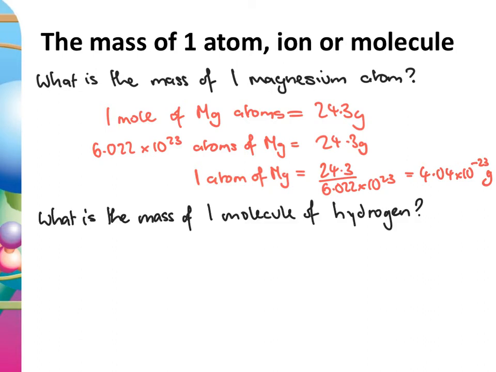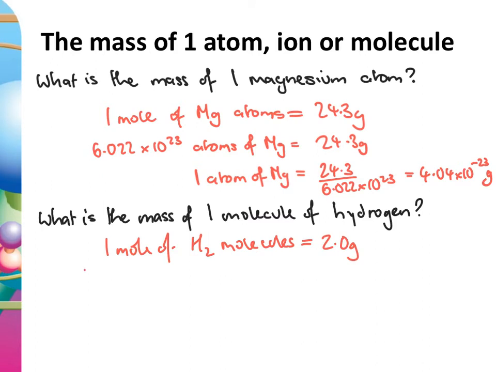Let's just look at another example. What is the mass of 1 molecule of hydrogen? Hydrogen ends in "gen", which is a way of remembering which are the diatomic molecules. We know that hydrogen has the formula H2, and we add up the relative atomic masses, and hydrogen is very easy. A hydrogen atom has a relative atomic mass of 1.0, so we add two of them together, and we have a molar mass of 2.0 grams.